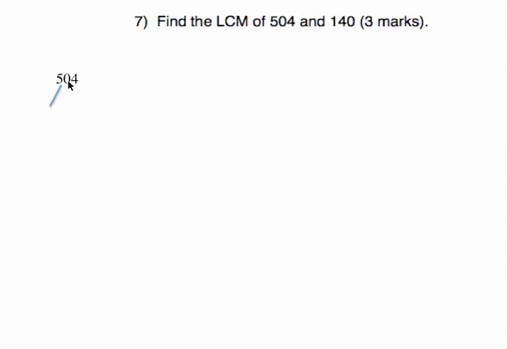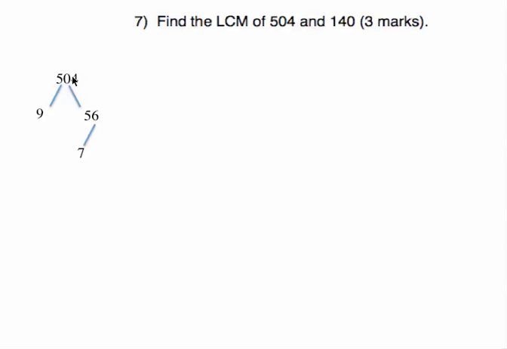5 plus 0 plus 4 is 9, so I know 9 goes into it. I want to look for big numbers that go in, because it'll factor a lot quicker if I pull out the big numbers. So 9 goes into it how many times? Divide by 9, and I get 56. Now 56 should be screaming at you, it's 7 times 8.